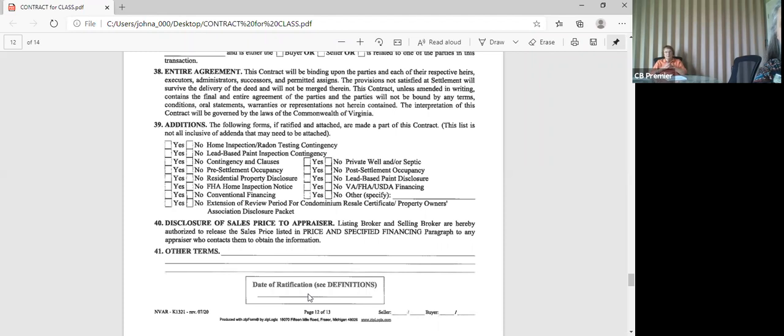So if you submit this on Monday, and it's not finally agreed upon until Friday, the date of ratification must, and I'm saying must with capital letters, be in there, because that means every date within this contract actually starts from this date, not the date the offer was written, but the date it actually became a contract, it became ratified. That's when you actually have a contract. That's when all these dates within this body start activating. That's when the time clock starts.